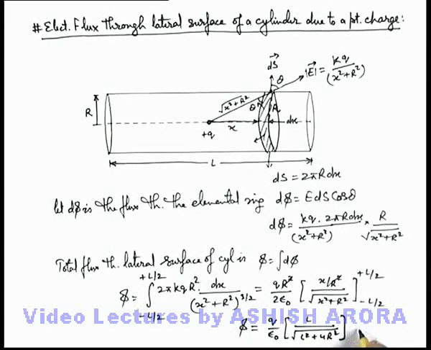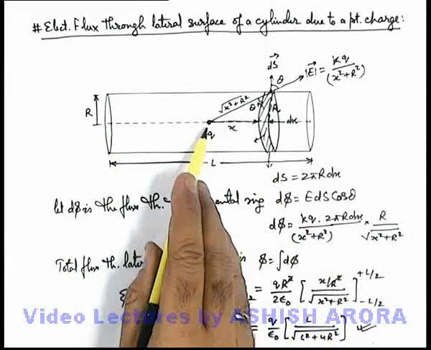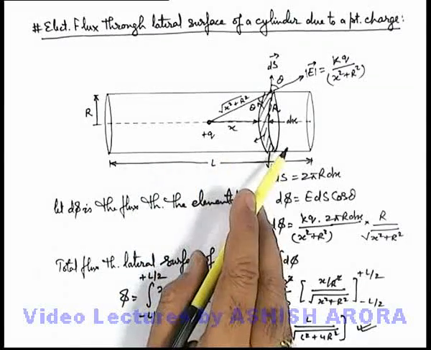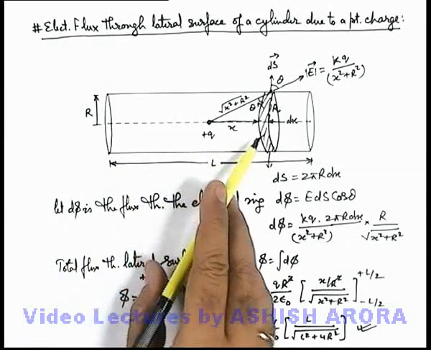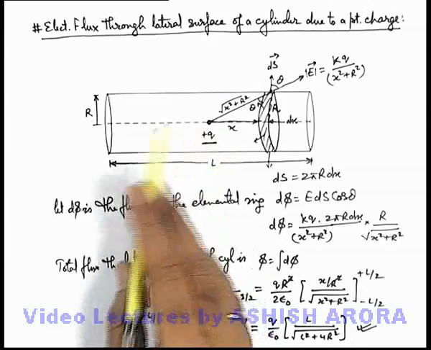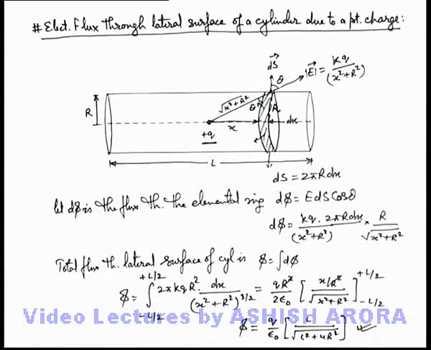This is the final result you will get as the electric flux through the lateral surface of a cylindrical region, and this can be directly calculated later on. You can try using the solid angle concept, that the total flux emitted by the charge is in a 4 pi solid angle. Using that concept also, later on you can try and get the result.